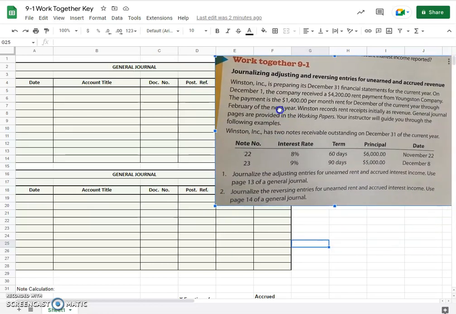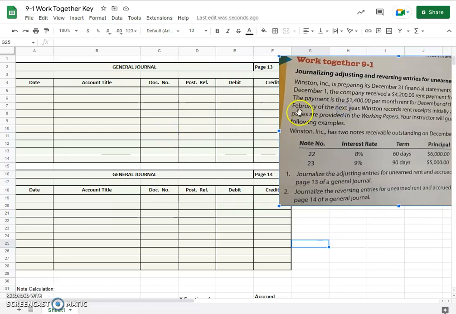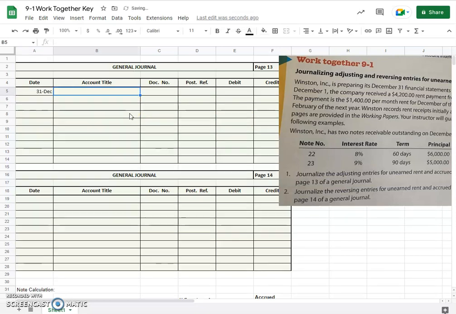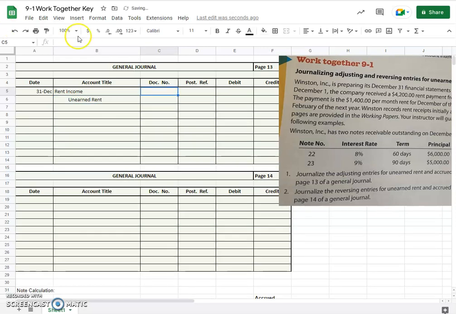The first thing we probably want to do is enter our December 31st entry for the rental income and put that into unearned rent. So we have December 31st. Our account title is rent income. Remember, that's a credit balance account, so we are reducing it by debiting it here and then putting it in unearned rent because we have not yet earned 2 months. We've earned the December portion, right? But we haven't earned the January and February portions at $1,400 a month. 2 months of that would be $2,800.